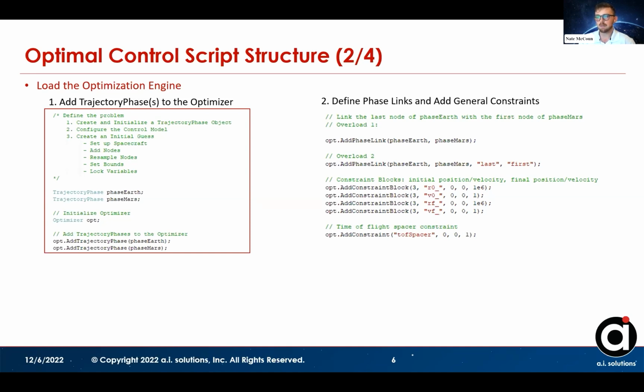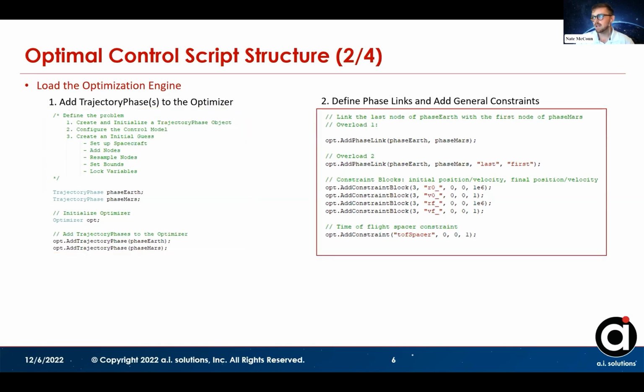You then initialize your optimizer. This is the object that has existed since FreeFlyer 7.6. You have Optimizer, we're initializing it called opt. And then we'll use the addTrajectoryPhase method call to actually add those phases, which we've created and defined the problem with, to that optimizer.